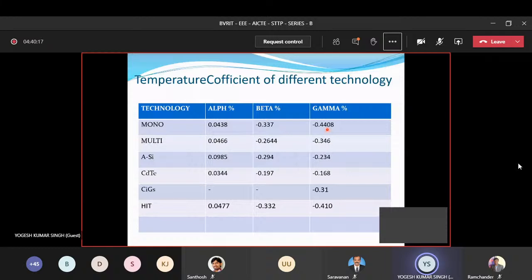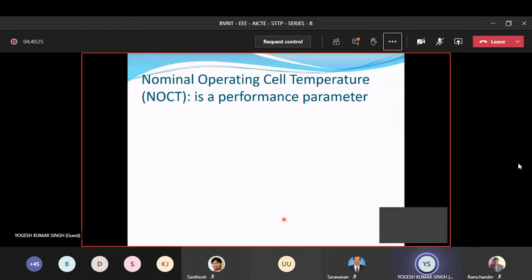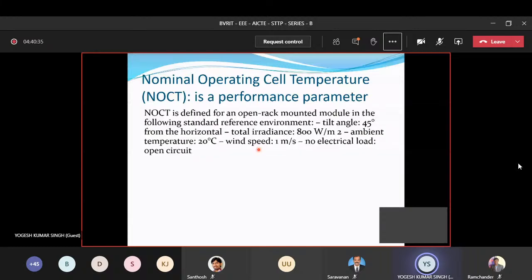So that is the major value, and it is defined by the condition of the different parameters. Now we are talking about the nominal operating cell temperature, which is called the NOCT. The NOCT is basically the outdoor condition. Whenever our module is put in an outdoor condition, the module will always follow the NOCT condition, meaning the nominal operating cell temperature.